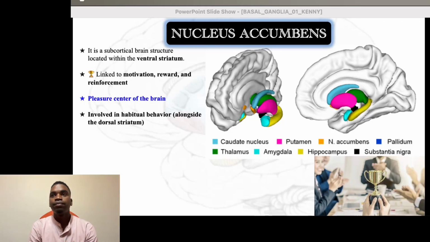And then, for example, if our children are doing something that is to be appreciated, for example, if the boy solves something which is very tactical, and maybe he's just 5 years old or 2 years old, and then we praise him and motivate him, that forms part of the reward system. It is associated with habitual behavior alongside the dorsal striatum.